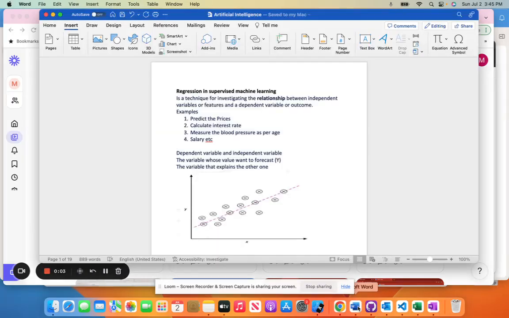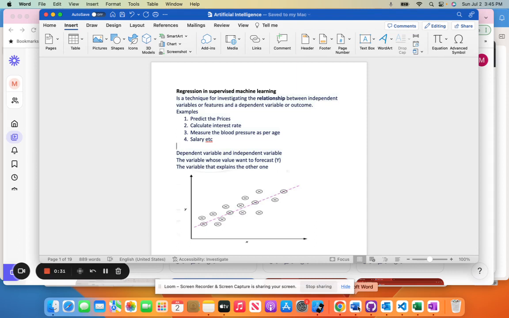In this video, we are going to discuss a new type of supervised machine learning. First we discussed classification, and today we are going to discuss regression. So before starting regression, let's recover the basics that we have already discussed in our previous video.